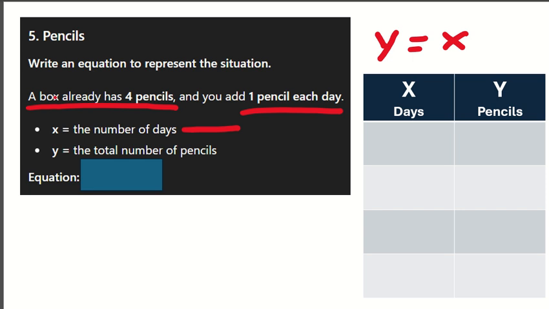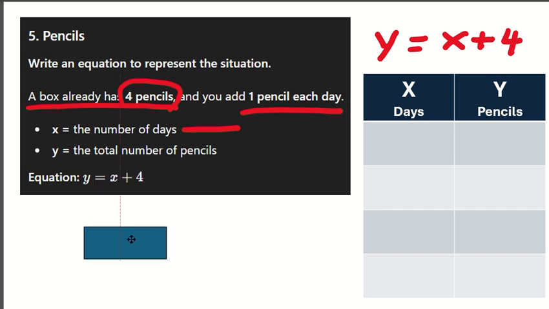But we have to account for the fact that you start out with 4 pencils. You know what I'm saying? So we have to add 4 to represent this situation. X plus 4 would represent 1 pencil per day plus the 4 that you start with. And just like that, folks, we can now plug in some values.